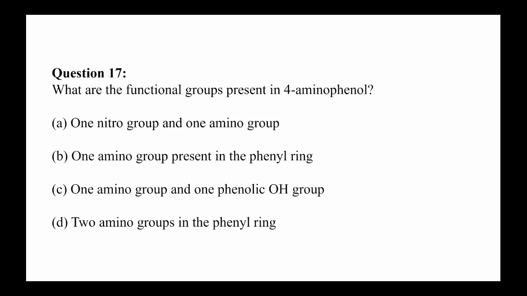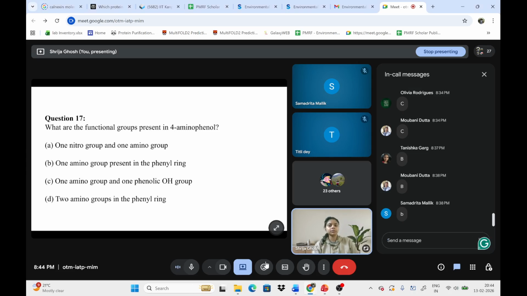Okay. So the next question is, what are the functional groups present in 4-aminophenol? Option A, 1 nitro group and 1 amino group. Option B, 1 amino group present in the phenyl ring. Option C, 1 amino group and 1 phenolic OH group. And option D, 2 amino groups in the phenyl ring. What would be the correct answer?